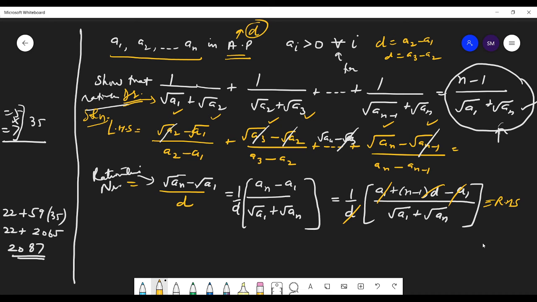Sir, in this you write under root a2 minus under root a1. Instead of this we can also write under root a1 minus under root a2. हाँ, लिख सकते हैं. Rationalize it, that is also all right. तो नीचे माइनस d आ जाएगा आपका. You will get the same answer from that also. Okay, sir. Answer will remain same.